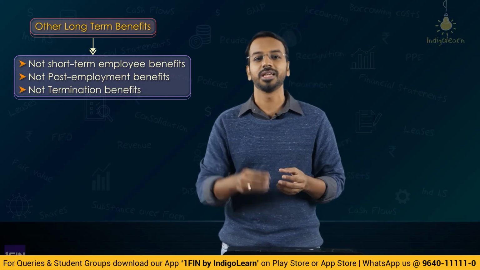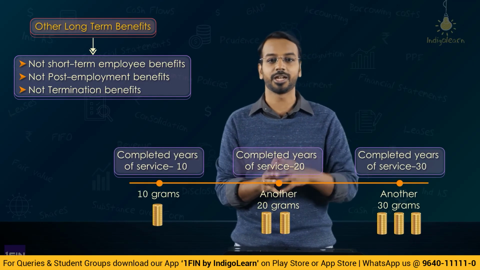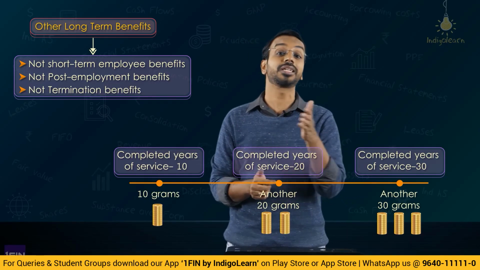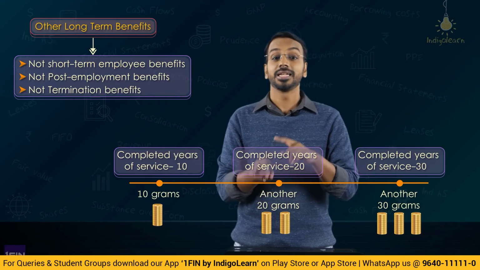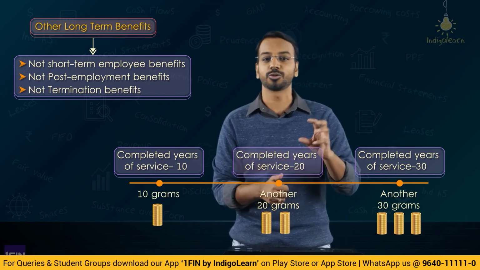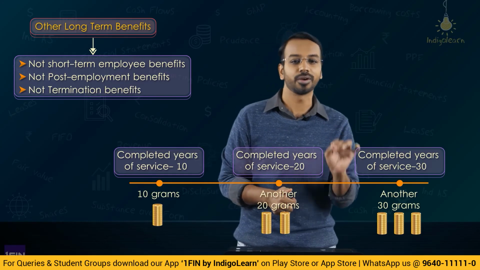What could this example be? Something like the gold coin example that I gave you, right? That is not a short-term benefit definitely, because it is not payable within 12 months of the completion of service. You have to complete 10 years of service, right? Then it is not a post-employment benefit also, because it is paid during the employment. So that gold coin can be classified as an other long-term employee benefit, right? So having understood this, let us look at the definitions of each one of them.